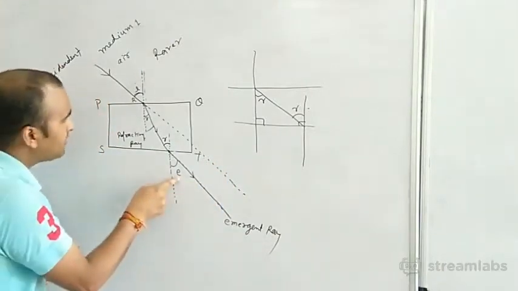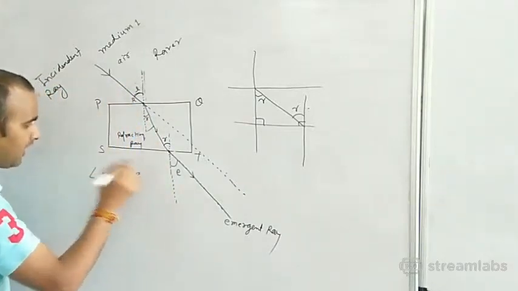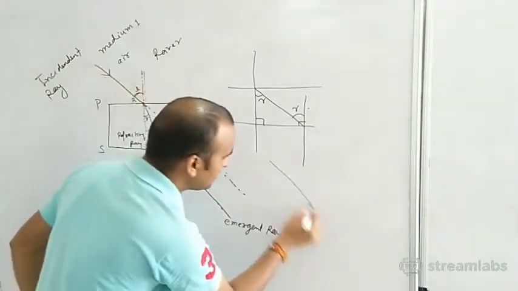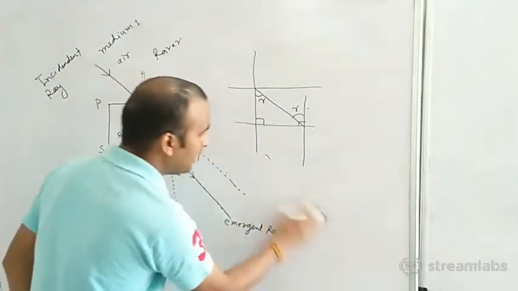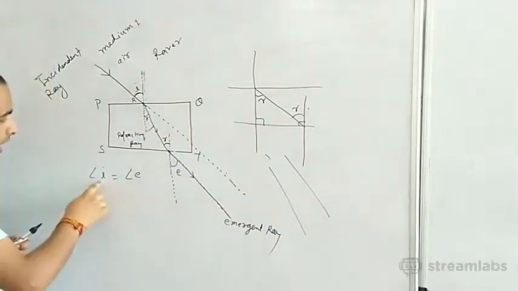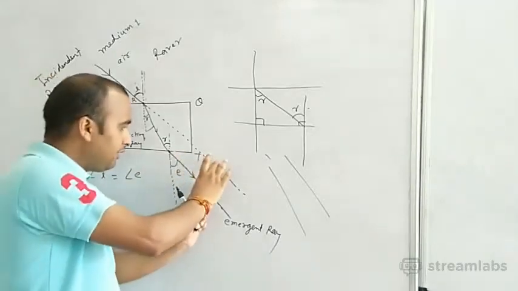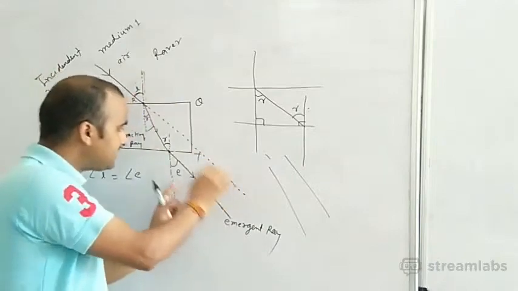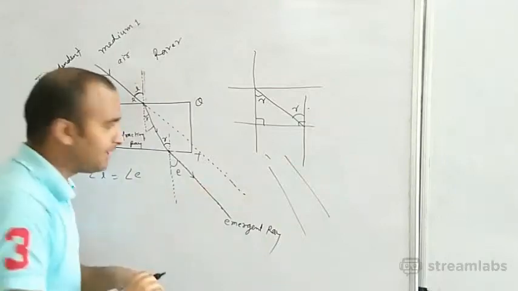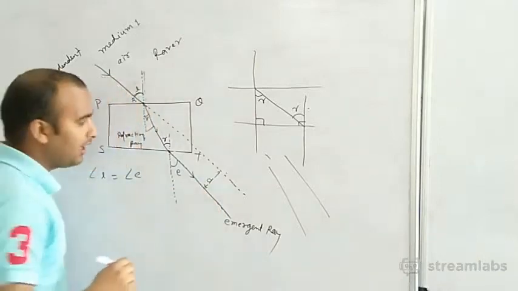It means the angle of emergence and the angle of incidence are equal. The angle of incidence is equal to the angle of emergence, but they are not in the same line. They are parallel, but they are not on the same line. So angle i equals angle of emergence. Here the distance between this incidence line and this emergent line is known as the lateral displacement, and it is represented by small d, lateral displacement.